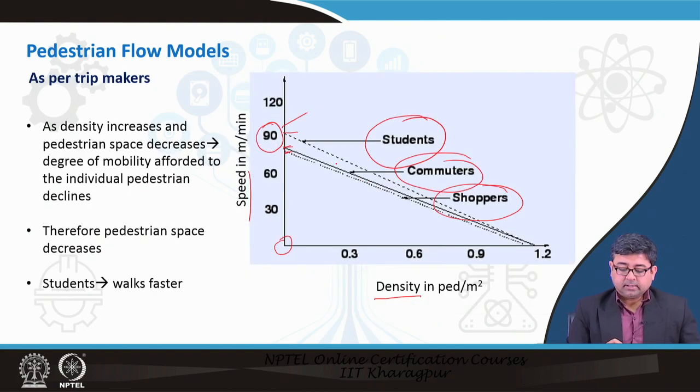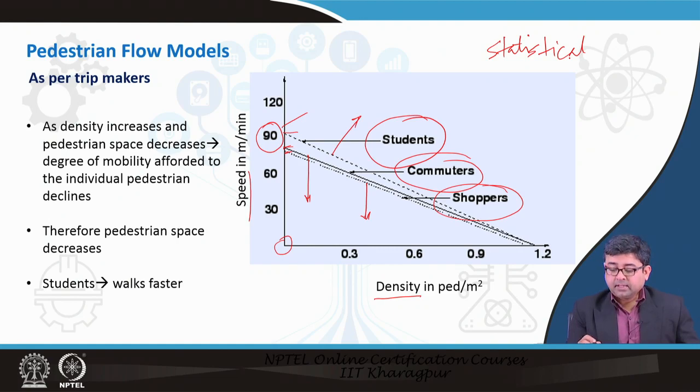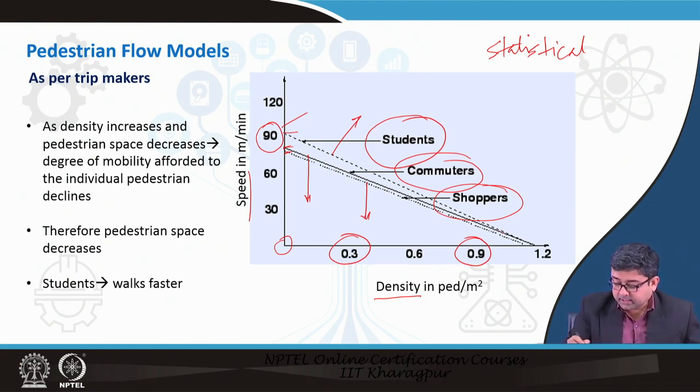Let us see the speed and density relationship. We are saying that there is one model. Each of these is a model. We can develop a model for the students, this is a model for the commuters, and the bottom one is a model for the shoppers. When I say model, they are all statistical models. So, simplistically, we are saying that the slope of these lines is the same at this density as at that density. The slope of this line is constant, whatever the density.